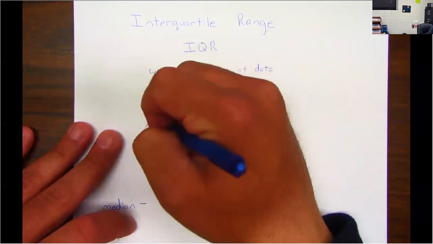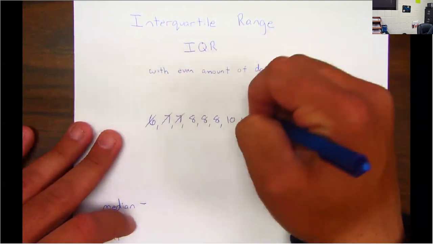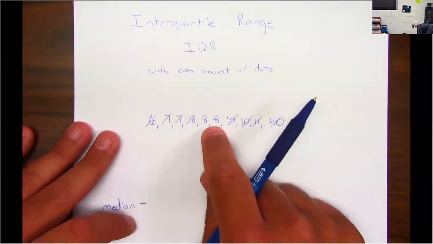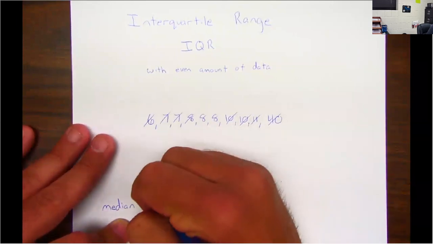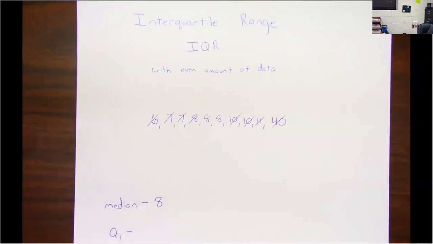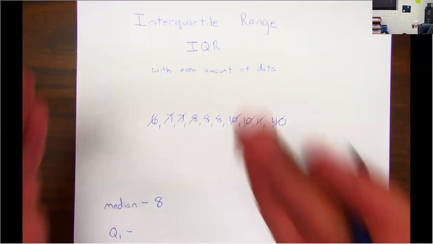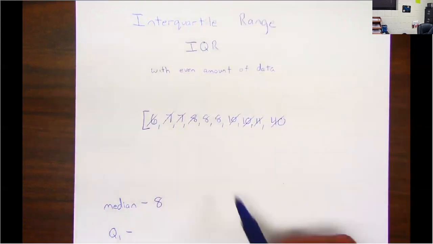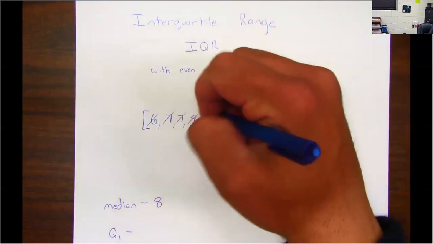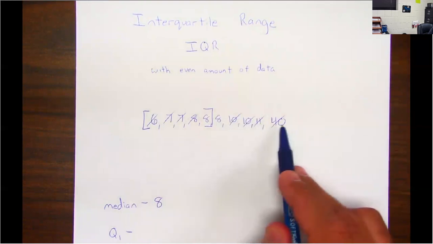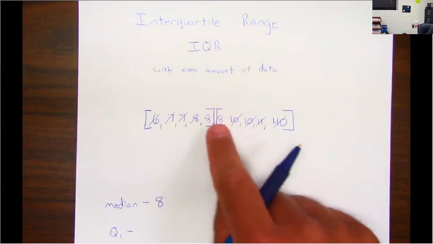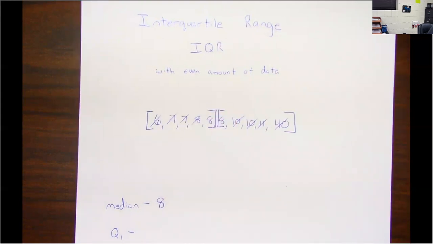Cross one off the front, one off the back, one off the front, one off the back, one off the front, one off the back, one off the front, one off the back. I'm left with 2 numbers. But guys, since those 2 numbers are the same, that's your median. Now, since there's an even amount of numbers, we're going to have the same amount of numbers in the first set of data and the second set. So since there's a total of 10 numbers, 5 and 5. This time, we didn't circle any median because there was an even amount of numbers.